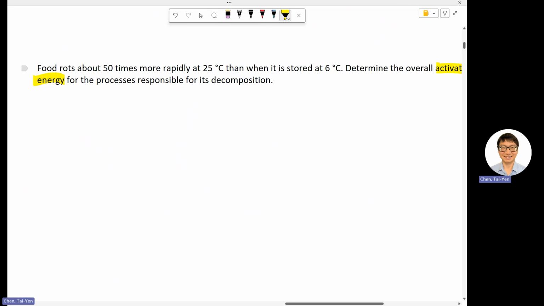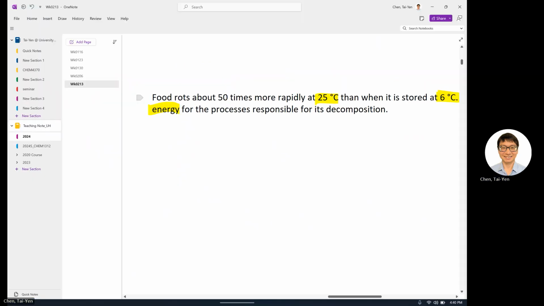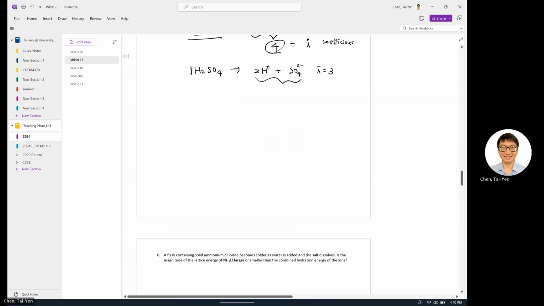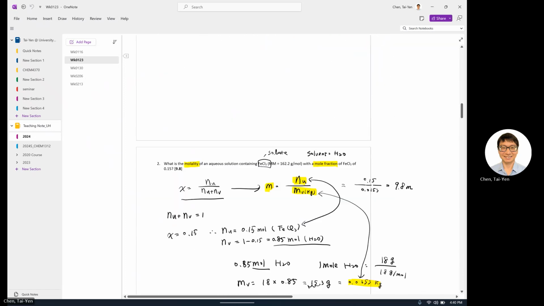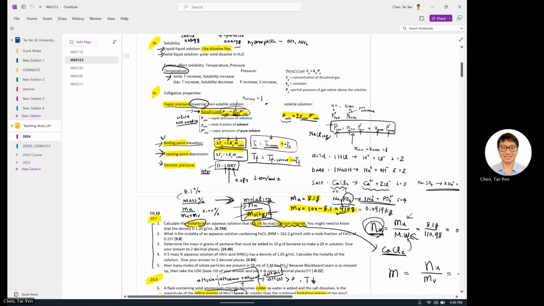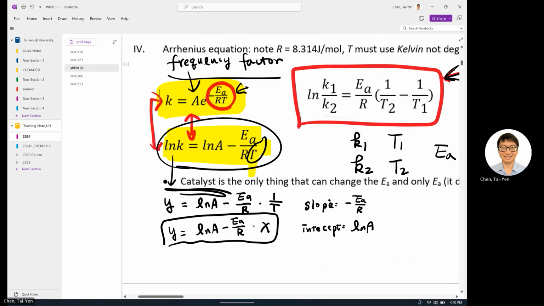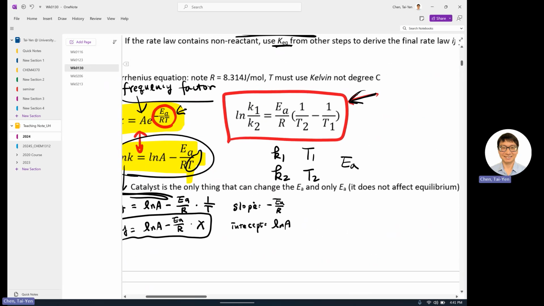Okay, so here there's actually another hint. It has two temperatures, right? So there's only one equation that's going to include two temperatures. If you go back to our handout, this is the only one that gives you two temperatures.